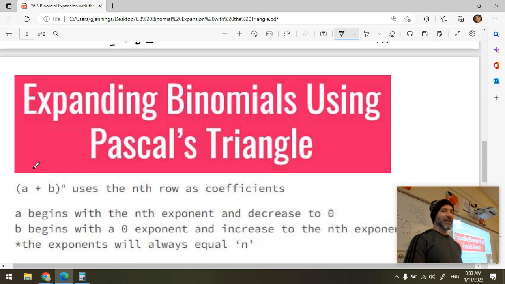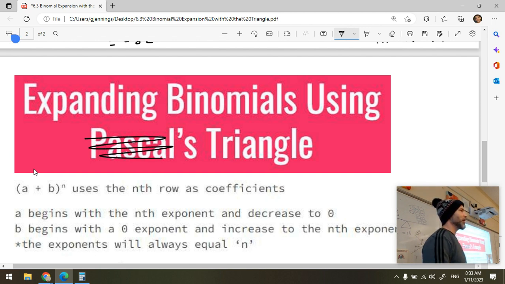Oh, hi there. I'm sure you're very excited to learn about how you can save time in grade 12 advanced functions by expanding binomials using, well, many people have laid claim to this triangle, this special triangle of adding numbers together in a triangle. All right.